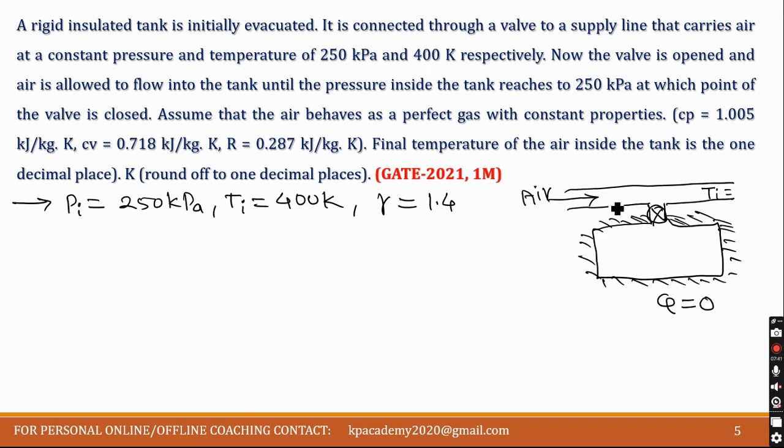Now the scenario is the air is passing through this side and initially the tank is evacuated, that means there is no mass present in it. So suddenly when the valve is opened, the air will go inside. Initially there is no mass present, so air will go inside and the tank will be filled. At the time when the valve is closed, at the final condition, we have to find out the temperature when the valve gets closed. That is the scenario that we have.